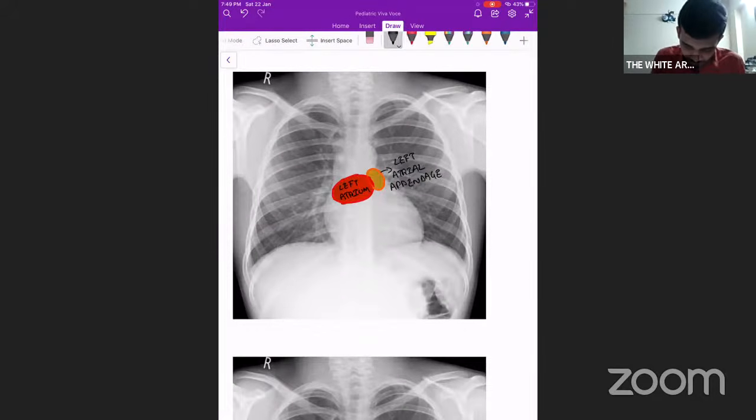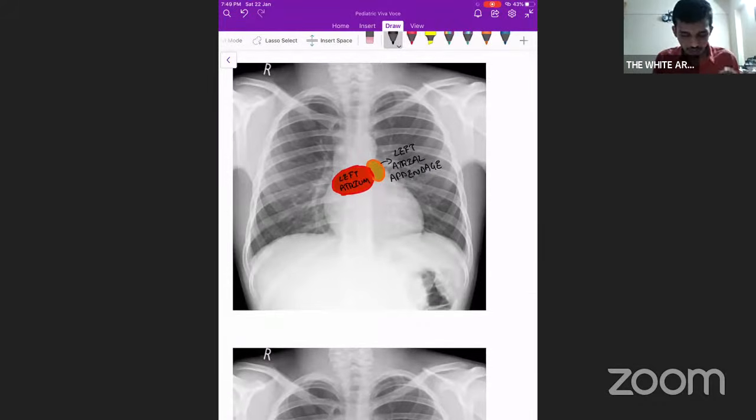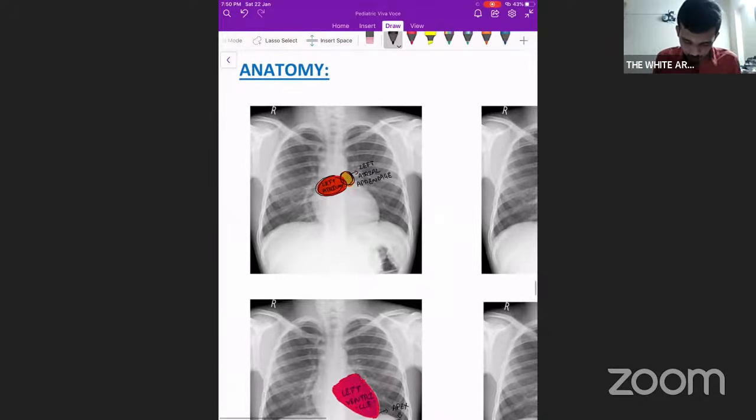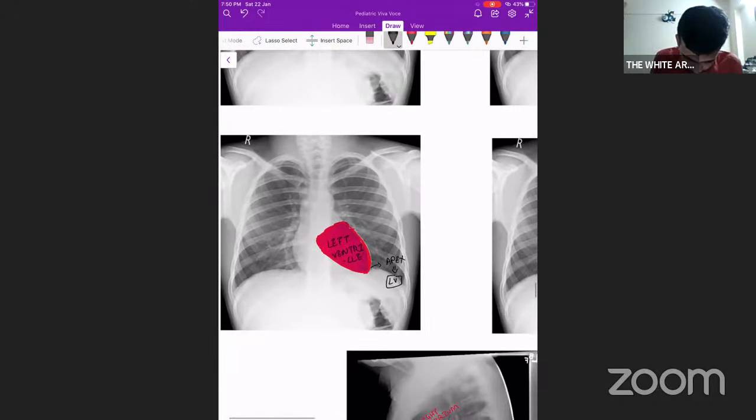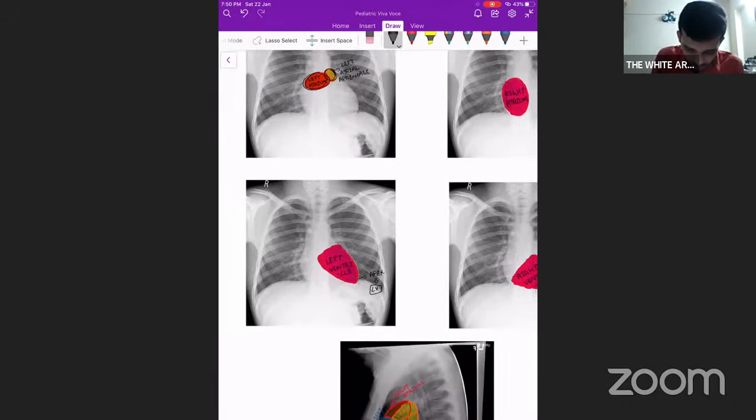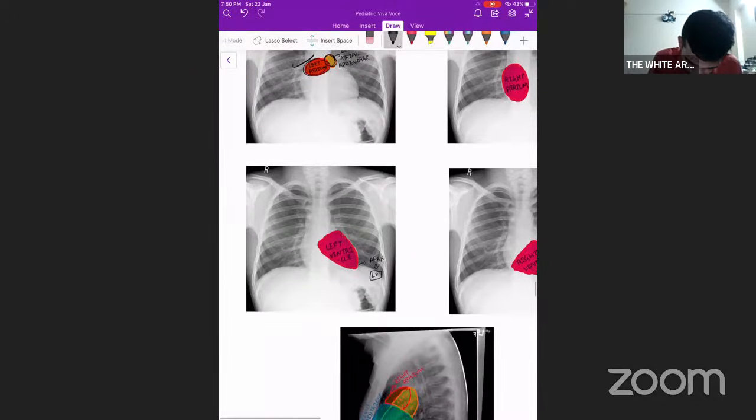What we see is the left atrium, and this is the left atrial appendage. So here we have the left atrium, here we have the left atrial appendage. The left atrium doesn't form any of the borders of the heart except for this small part formed by the left atrial appendage. Next you have the left ventricle.